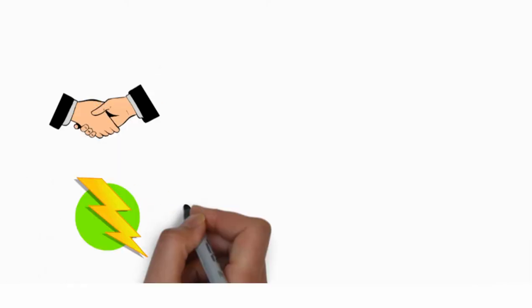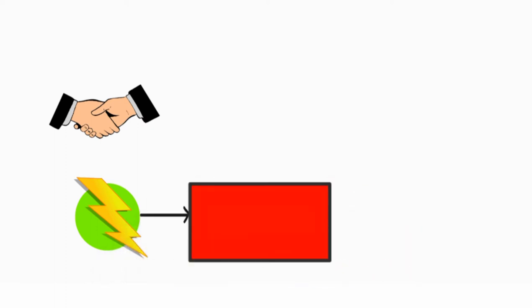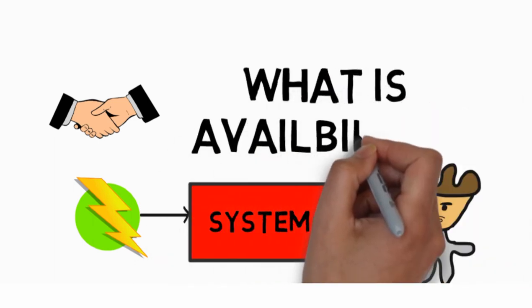Welcome back, MechanicalEI. Out of all the energy that goes into a system, only available energy, or exergy, is the one that does the actual work. This makes us wonder, what is availability?